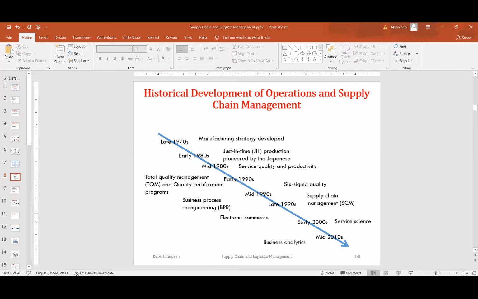And business process re-engineering, BPR. So they thought to re-engineer or redesign their business process. And they introduced some machineries and some automation in this business process re-engineering. Instead of manual work, they introduced some automation and some other redesigning processes in manufacturing. So it's in the 1990s and late 1990s.